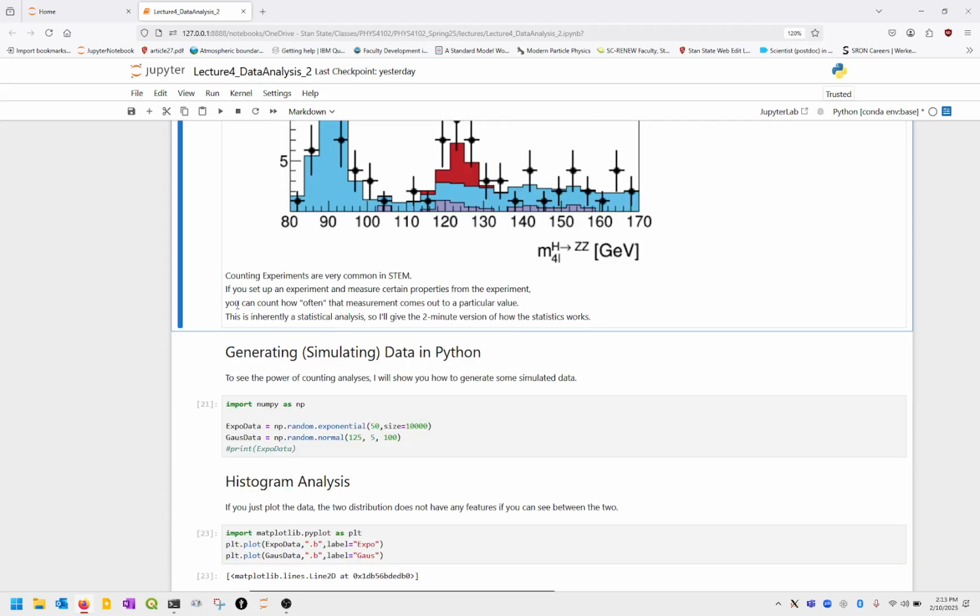All right. As I mentioned, when you do a counting experiment, what you're doing is counting how often the measurement comes out, like the dice roll, okay? If you throw 2 dice together at the same time, the most likely number you're going to get is 7.